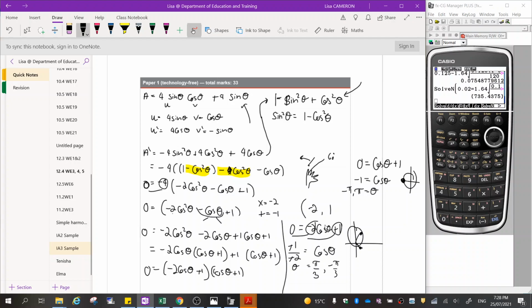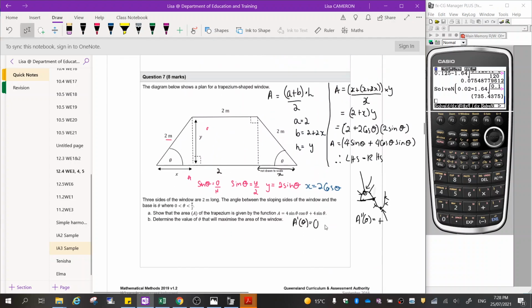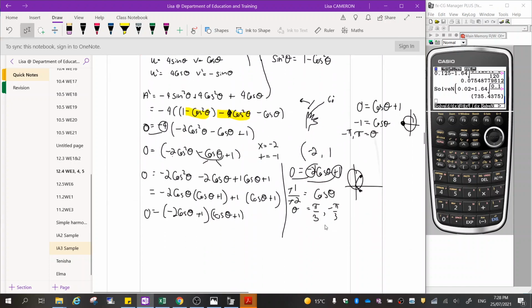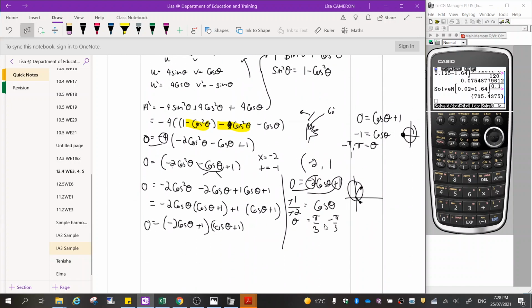What was that domain? So it can be between 0 up to 90 degrees. So, pi, you're out. So this one is not in our domain. See you later. Must be this one. Now this one is also out of our domain. So therefore, theta equals pi on 3.